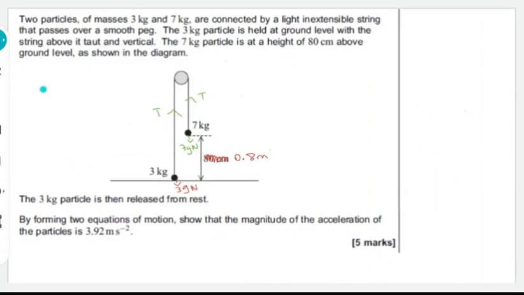Okay. I'll make the decision and then we'll carry on and hopefully it will make sense. So let's just say up is positive, and let's just say down is negative. It doesn't matter which way around we choose.